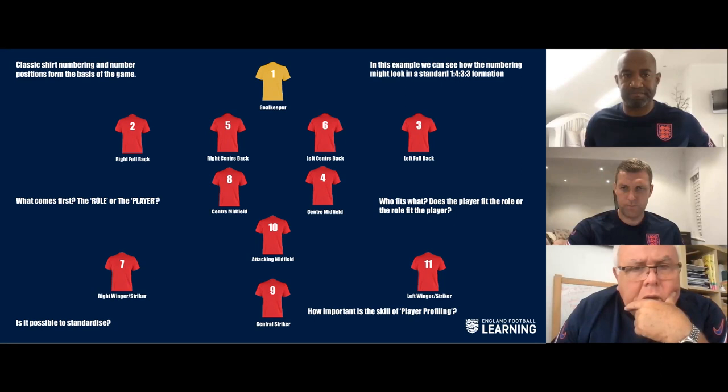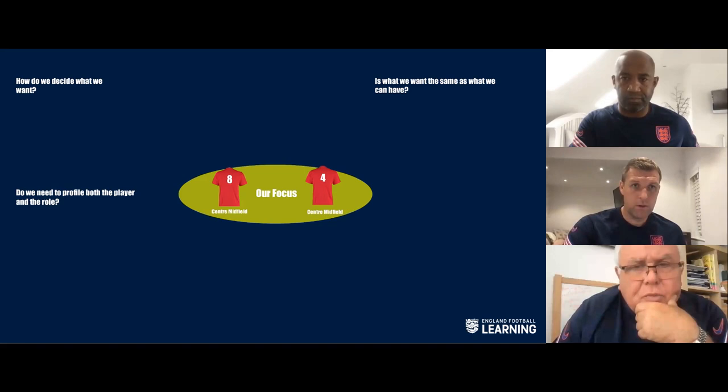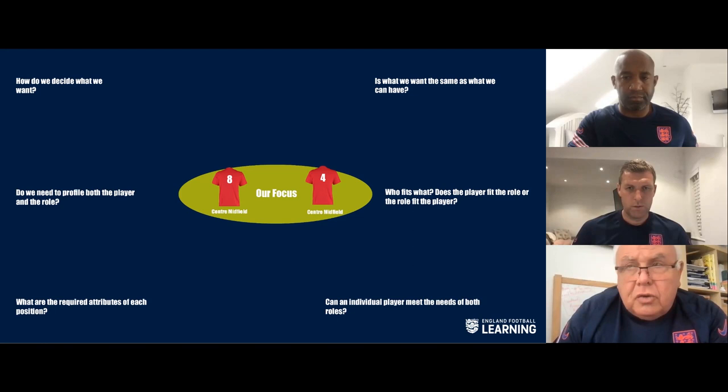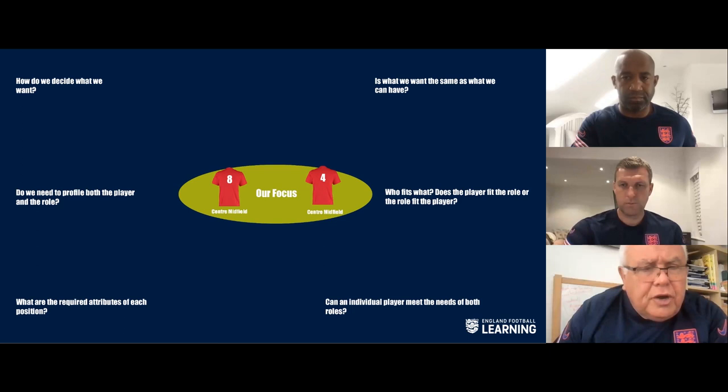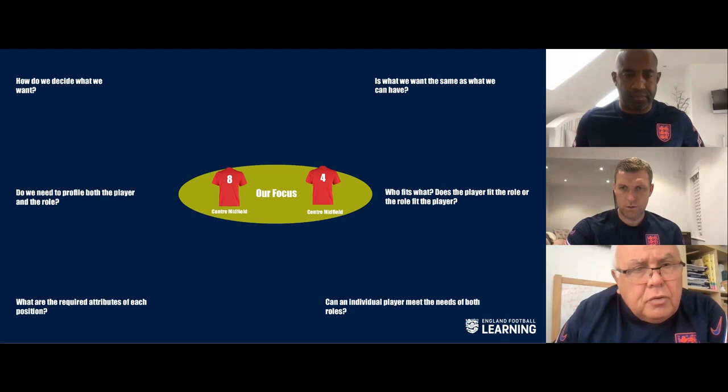Okay. If we just summarize on this one here, where we focused on the 4 and 8, we go to this second one, just some more questions for the audience to think about. How do we decide? It's become very evident now that you've got to make a decision based on what you want and what's at your disposal. People can read the questions for themselves. But sometimes what you want, you can't have. And that refers back to Warren's story about when he was working at that other club with the player you profiled and ended up putting somewhere else.